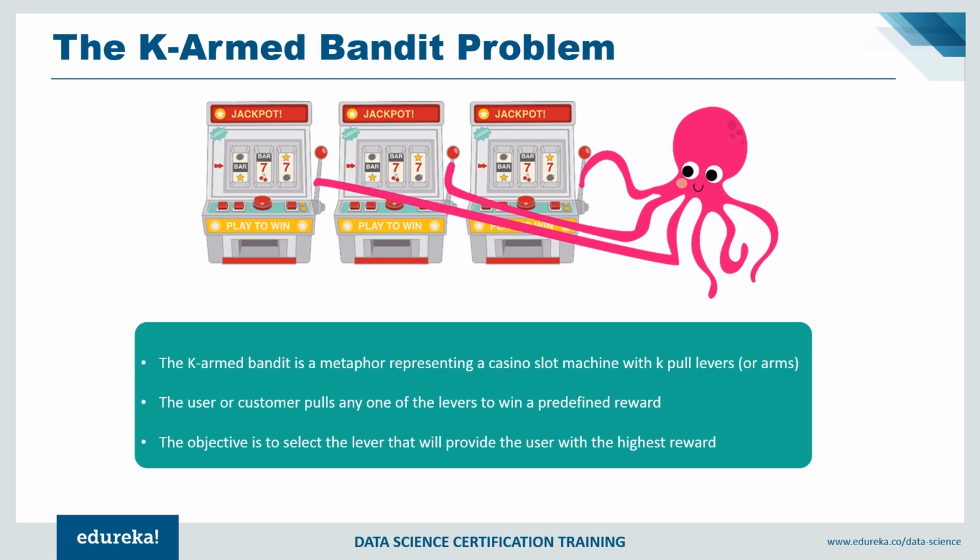There is another problem which is known as the K-armed bandit problem. The K-armed bandit is a metaphor representing a casino slot machine with K pull levers or arms. The user or the customer pulls any one of the levers to win a predicted reward. Now the objective is to select the lever that will provide the user with the highest reward.